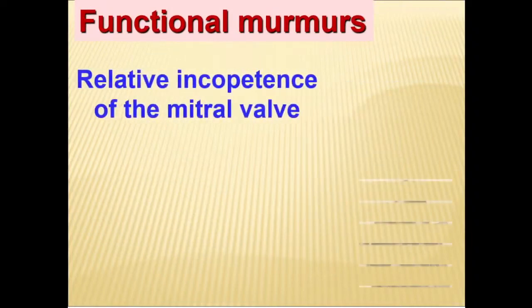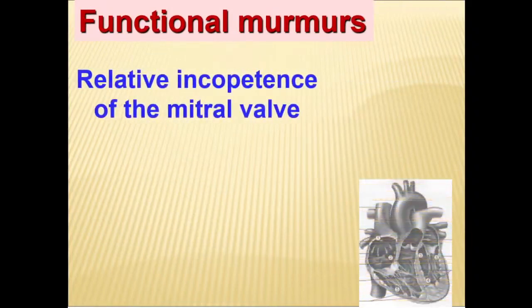Functional murmurs, as I said, appear without heart defect due to some dysfunction of the heart structures or a problem with blood flow. Now let's explain the mechanism of formation of a functional murmur in relative incompetence of the mitral valve.